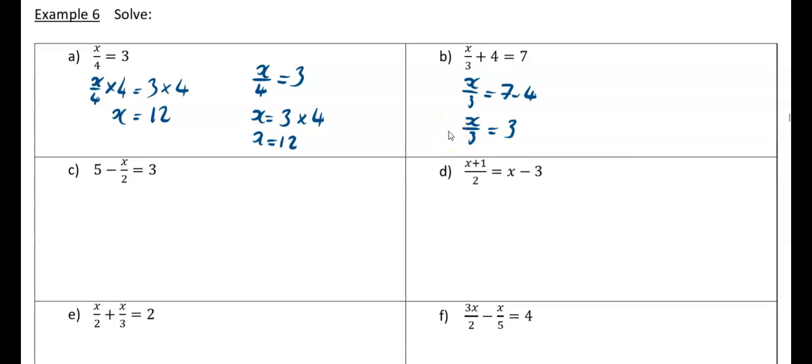So here, let's go up from here. You had x being divided by 3. So the opposite of dividing by 3 is multiplying by 3. So x equals 3 times 3, which of course is equal to 9.